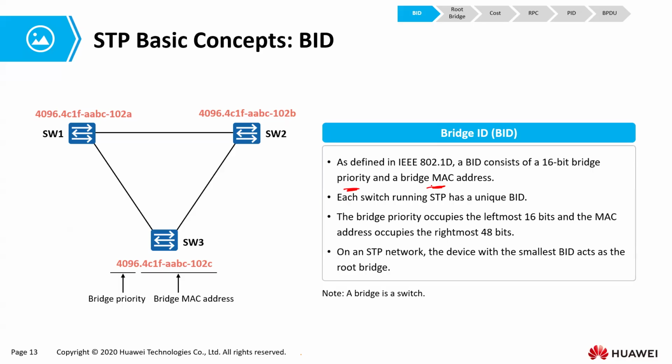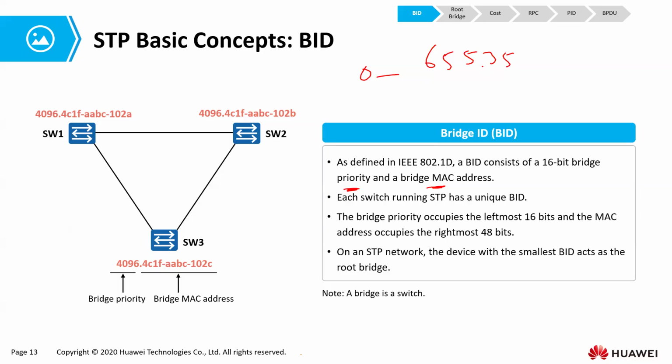The priorities range from 0 to 65,535. This should be 2 to the power of 32, I think. 2 to the power of 8, 9, 10. Yeah, this is around 32.